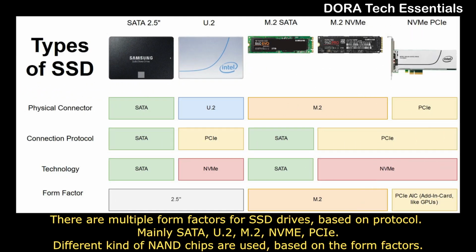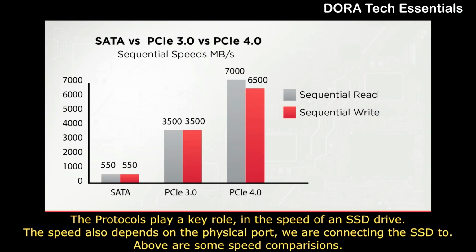There are multiple form factors for SSD drives, based on protocol. Mainly SATA, U.2, M.2, NVMe, PCIe. Different kinds of NAND chips are used, based on the form factors. The protocols play a key role in the speed of an SSD drive. The speed also depends on the physical port we are connecting the SSD to. Above are some speed comparisons.